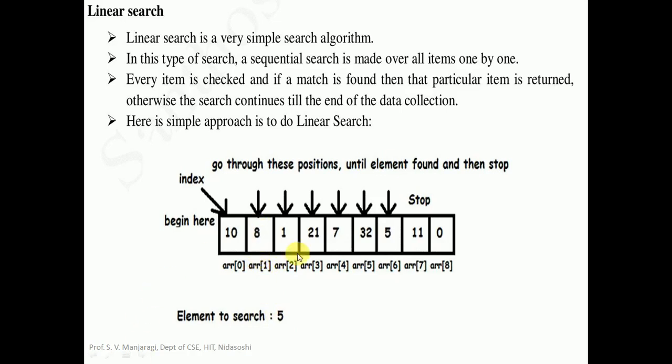Then we need to compare the key with the next element, that is 1. 5 is not equal to 1. Compare the key with the next element, that is 21. 21 is not matching with the search key. So consider the next element of the array, that is 7 at array of 4, and compare 5. 7 doesn't match here. And consider the next element of the array, that is 32. Compare 32 with 5. 5 doesn't match with 32. Then go to the next element of the array, which is 5, present at index 6, that is array of 6. So this element matches with the search key.